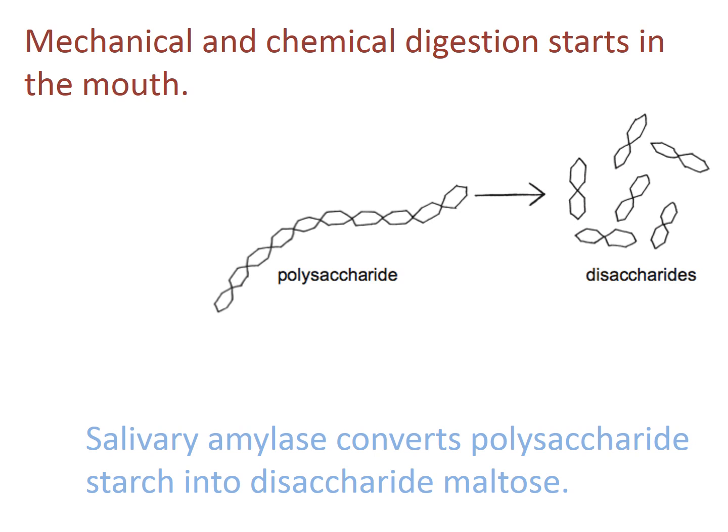And it will break it down into smaller disaccharide units. So here we see many sugar units on the left, and the salivary amylase will convert that into these much more soluble 2 sugar units called disaccharides. So di, of course, means 2.